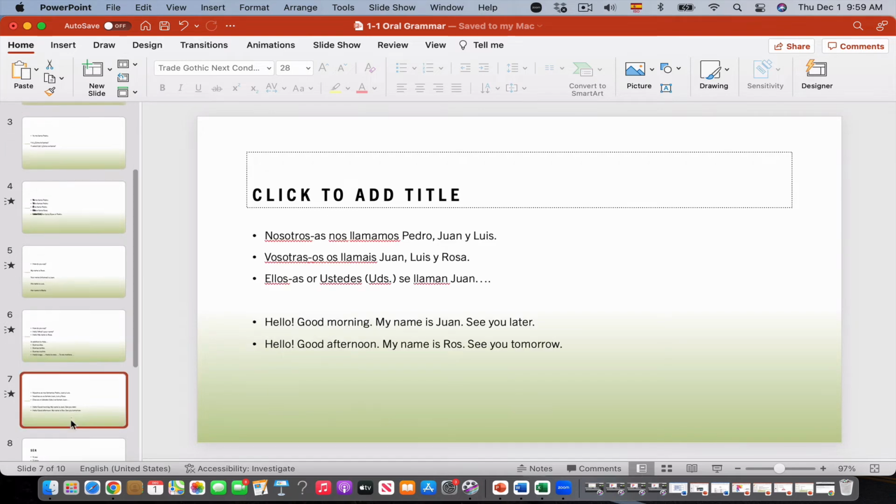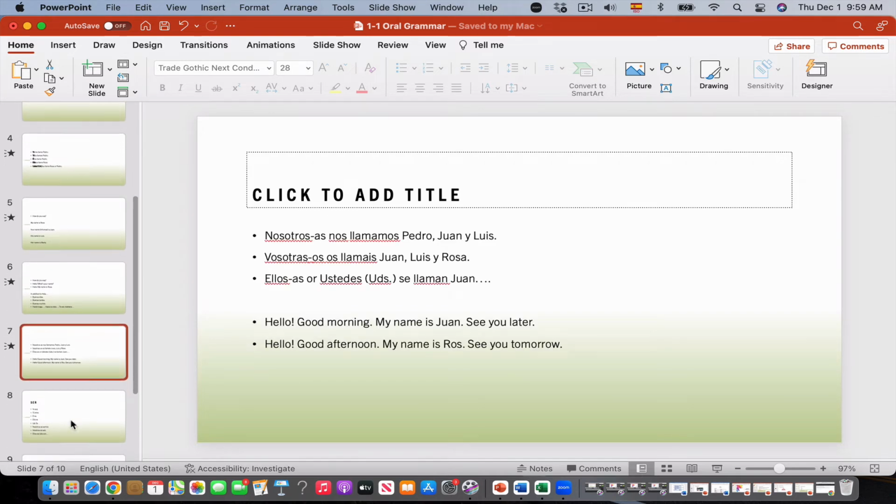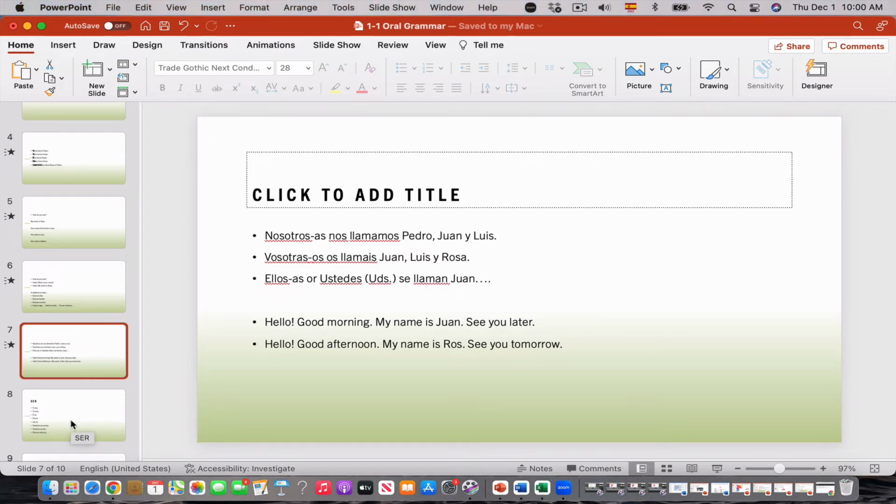Now we also have the plurals of my name is. So we have nosotros. Well, nosotros is used in Spanish when the group is all masculine, and then we say nosotros nos llamamos Pedro, Juan, y Luis. In this case, our names are Peter, John, and Luis. If the group is formed by women, instead of nosotros, we use nosotras. So in this case, nosotras nos llamamos María, Luisa, whatever, right? So that's the way we use this.